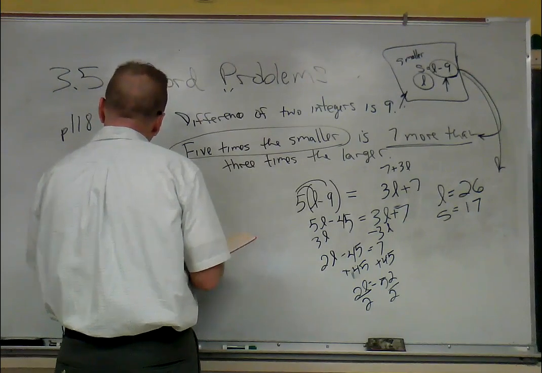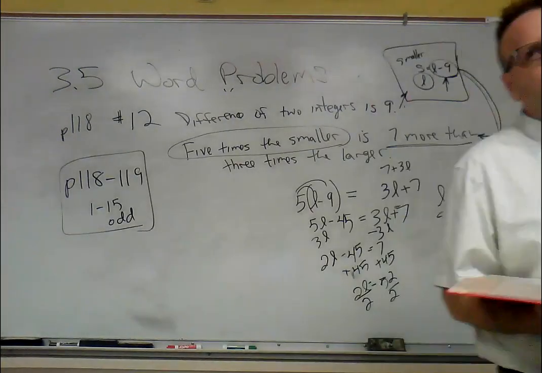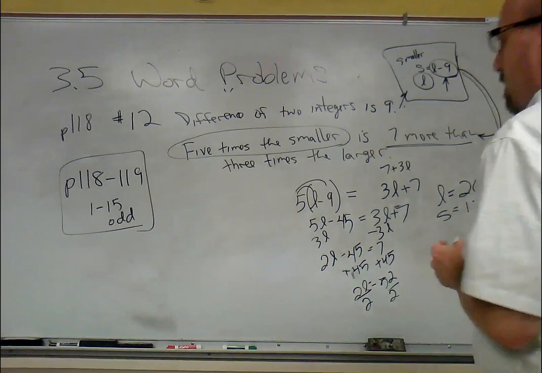So 118, 119, 1 through 15 odd. So 8 questions. Not a huge assignment, but enough to get us some good practice. So 1 to 15 odd on 118, 119.